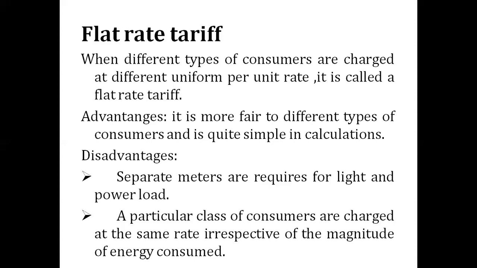Because one is classified as a power load consumer and another is classified as a light load consumer, the amount of energy he or she consumes is charged at a particular rate. This is the main disadvantage of this type of tariff. However, a big consumer should be charged at a lower rate, as in his case the fixed charges per unit are reduced.